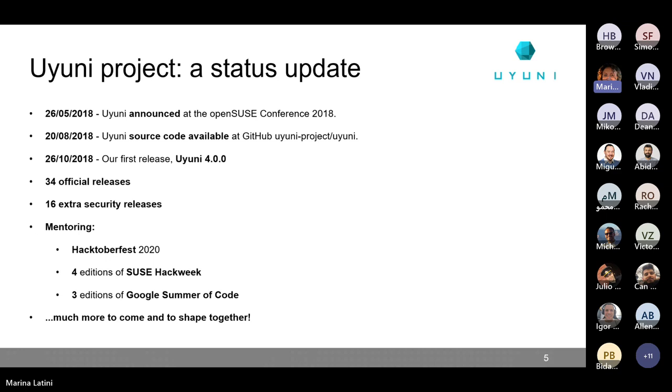And this one is also something really important. The source code of Uyuni is available. You can fork it, you can improve it, and you can help all of us make Uyuni a better project. And in the same year, on October 26th, we had the first Uyuni release, and Uyuni at that time was called 4.0.0, because the number was connected to the SUSE Manager version, the downstream numbering of Uyuni.